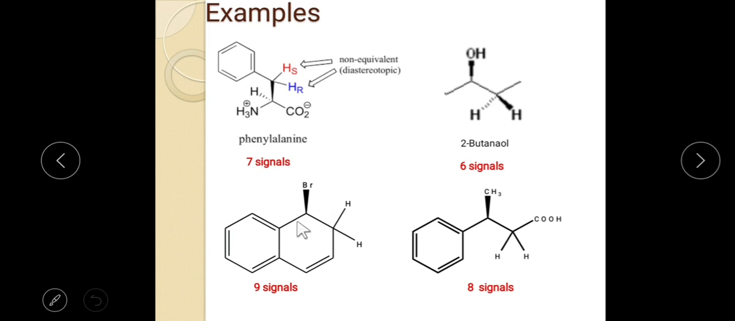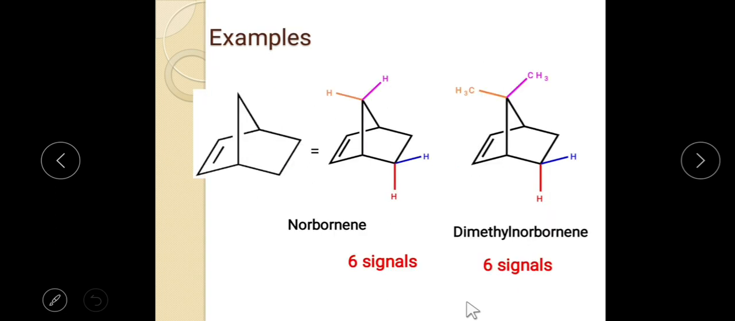Similarly with this molecule, we have a chiral center over here. So this CH2 will behave differently and these hydrogens are showing different chemical shifts. So let's calculate the number of signals for this molecule. 1, 2, 3, 4, 5, 6, 7, 8 and 9 signals for this type of molecule. Similarly, this will show 8 signals in H1 NMR spectroscopy. Understood? Now let's consider very important examples for the NET CSIR and SET examination.